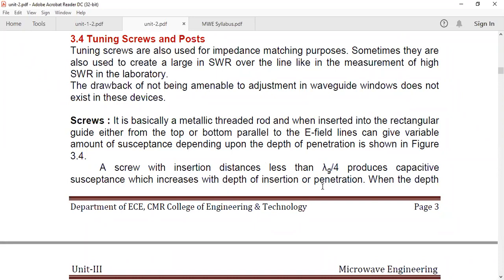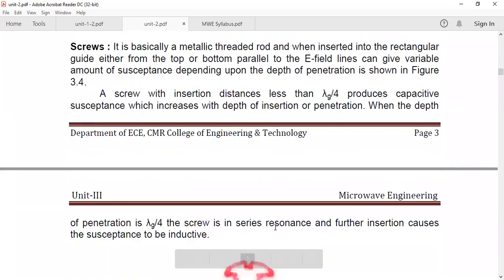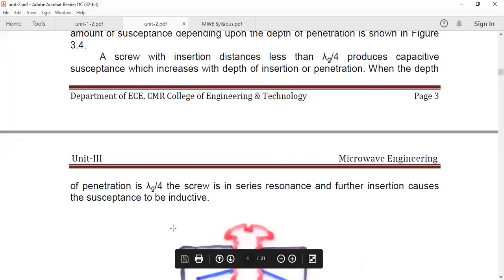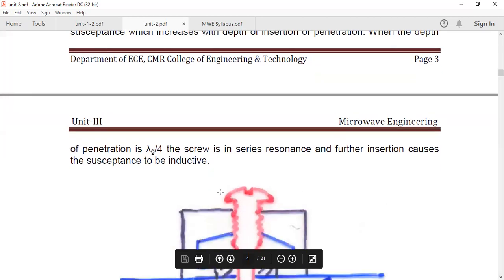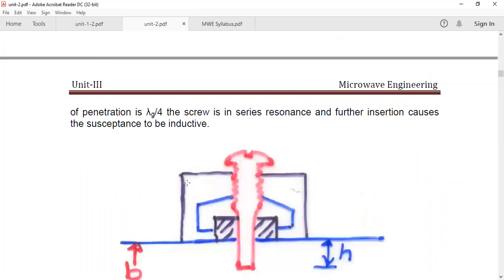If the insertion distance of the screw is less than lambda g by 4, it produces a capacitance effect, which increases with the depth of insertion or penetration. When the depth of penetration is lambda g by 4, there is series resonance, and further insertion causes susceptance to become inductive.